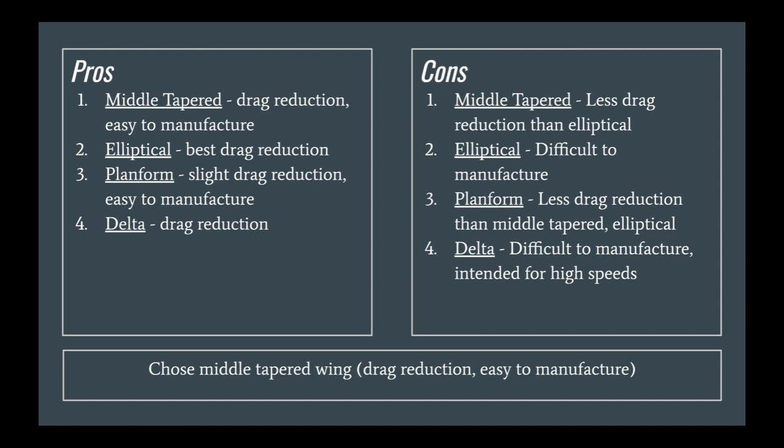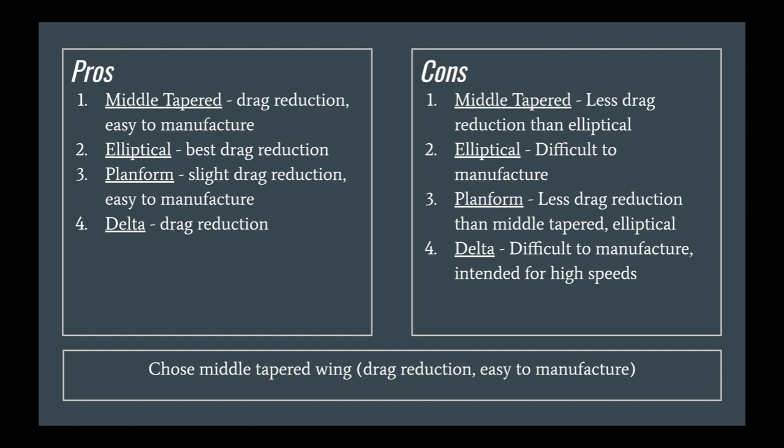The pros of the middle tapered wing is that it has an element of drag reduction according to Soaring Skyways and is easy to manufacture. The pros of the elliptical wing is that it has the best drag reduction. The pros of the planform is that it is easy to manufacture. And finally, the pros of the delta is that it has an element of drag reduction.